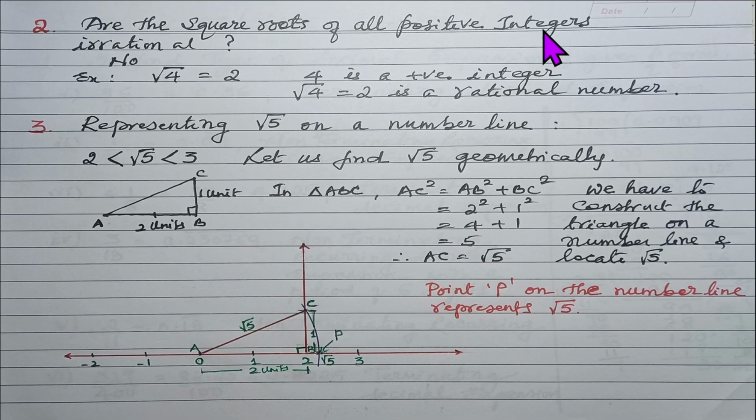Now, are the square roots of all positive integers irrational? No. Why? Because if I take an example here, 4 as a positive integer, and take the square root of that, it becomes 2, and 2, as you see, is not an irrational number, it is a rational number, and therefore the square roots of all positive integers cannot be irrational. Remember that.